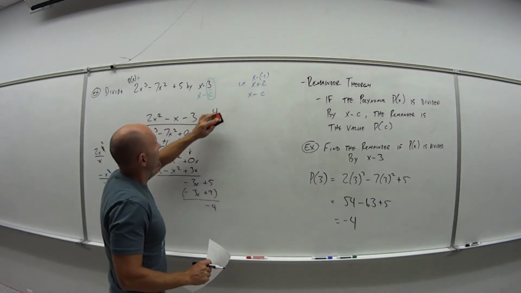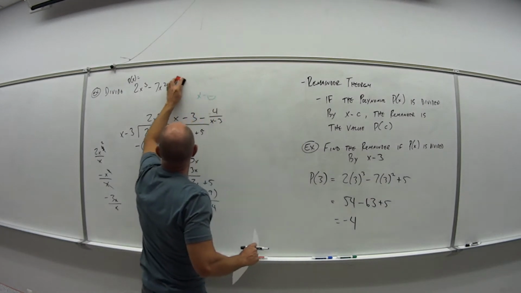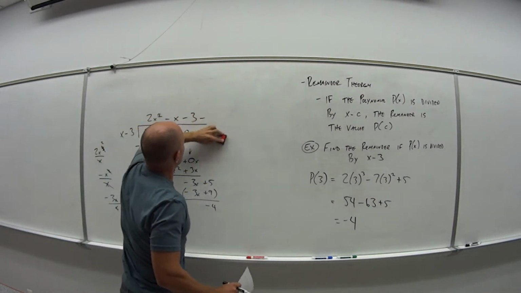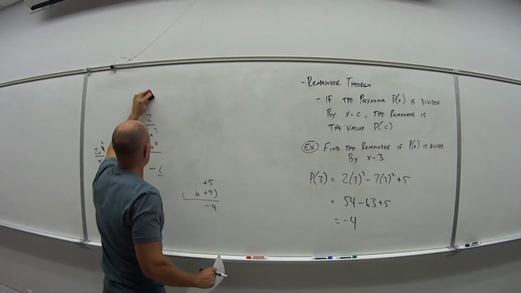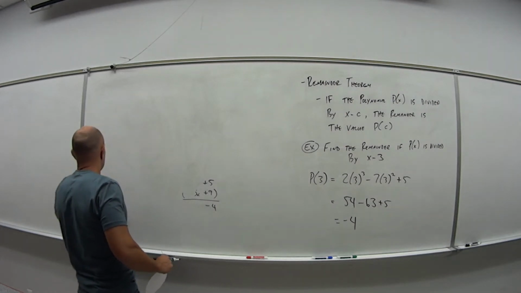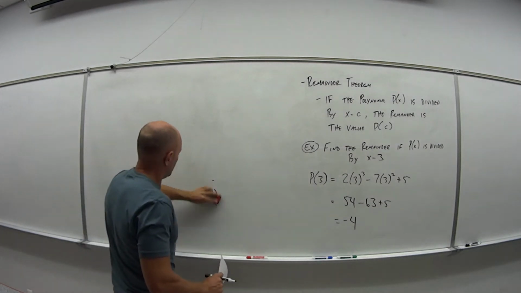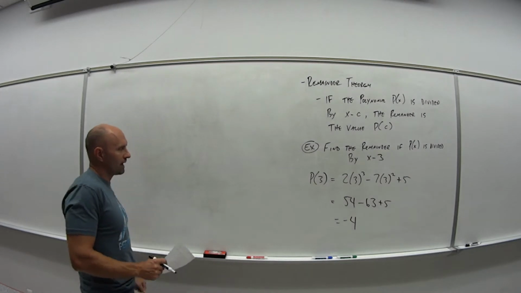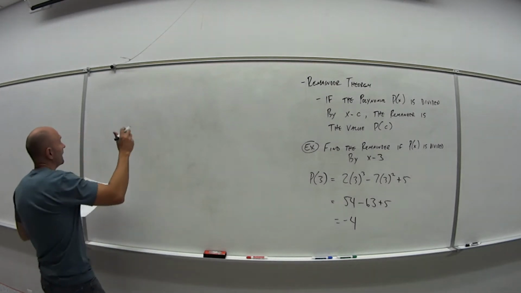Okay, now we can erase this guy. Moving on, we're not going to use him anymore. So that's the remainder theorem. If you need to find the remainder of a polynomial, if you're dividing by x minus c, just go ahead and plug that value into the polynomial and simplify.